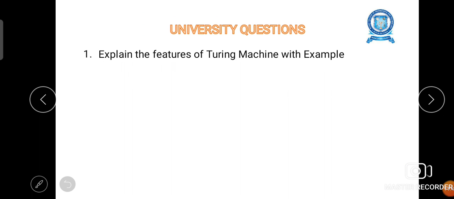Now the possible university question is: explain the features of Turing machine with an example.